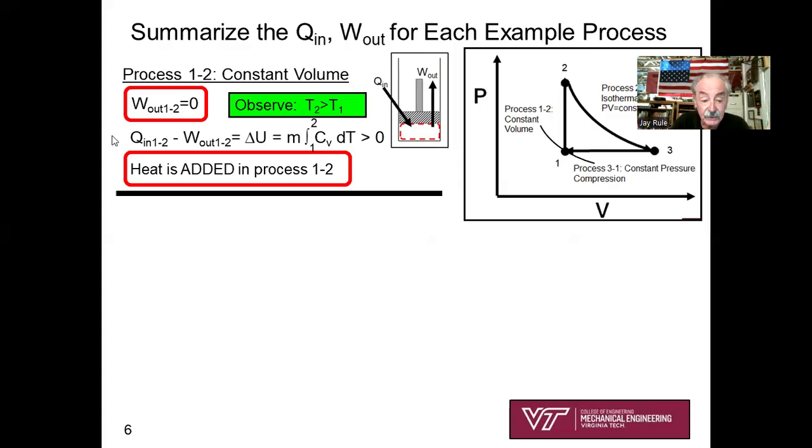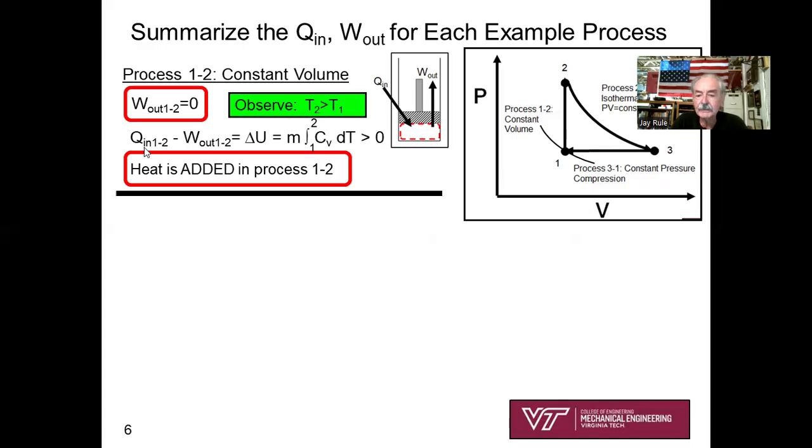Let's write the first law for a closed system. Qin minus W out, that's 0, equals delta U, and that's going to be m times the integral of Cv dT. Okay, and so rather than going through numbers, observe that T2 is bigger than T1. Remember that constant temperature lines are hyperbolas on the PV diagram, and therefore by inspection T2 is a bigger number than T1.